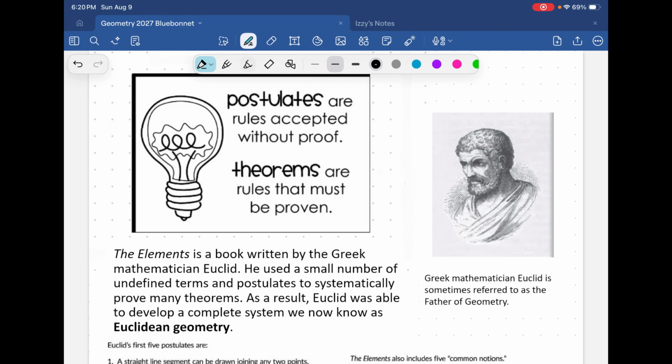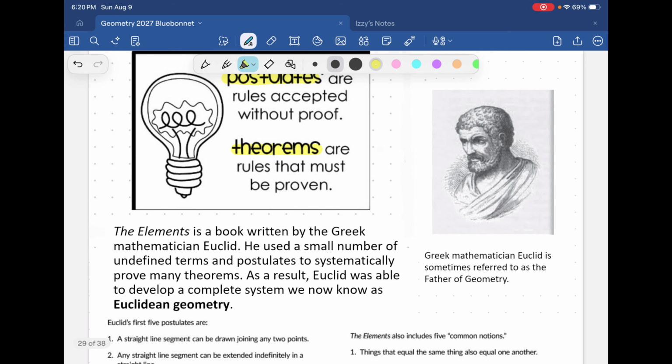We are going to be learning this year about postulates and theorems. Postulates are rules that are accepted without proof. We've just all believed that this is how numbers or segments or angles behave. Theorems are rules that must be proven, that we can prove.